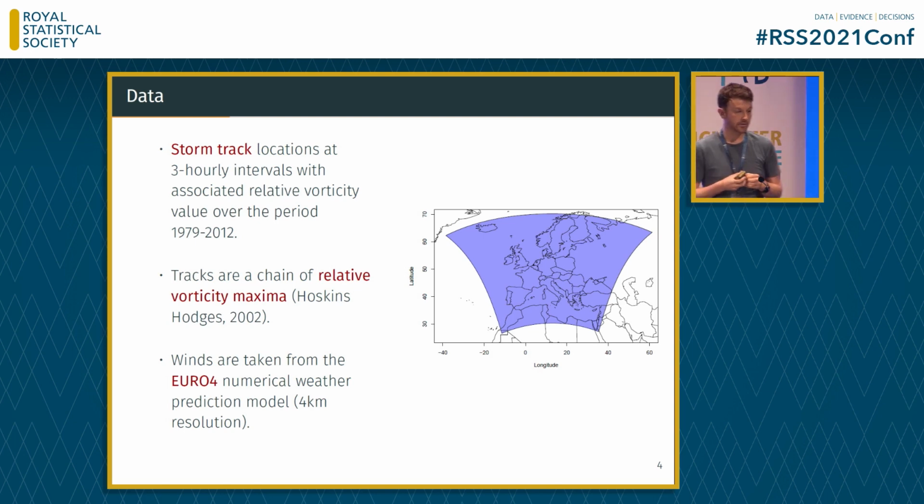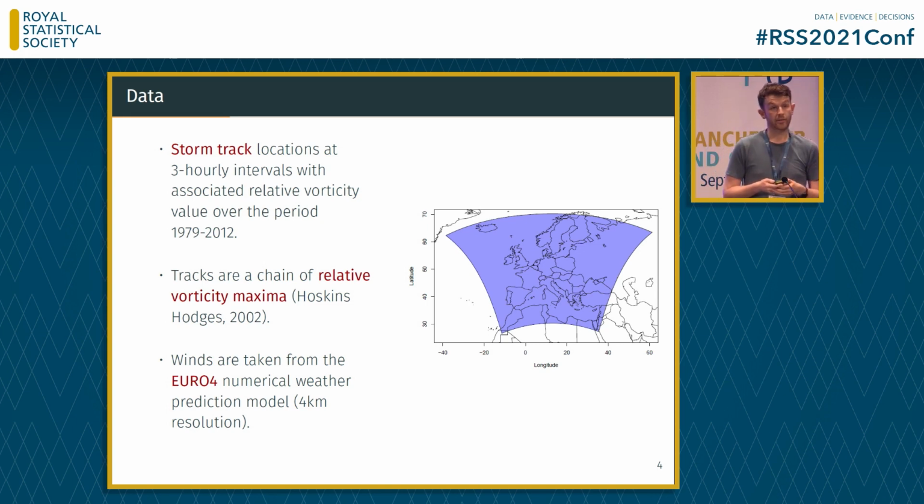So we're going to do an analysis, not on any sort of future climate projection, but we're going to restrict this to reanalysis data. We have storm track locations at 3-hourly intervals, and we have an associated intensity measure, which is in this case the relative vorticity. And we use the outputs of the track detection algorithm that was developed by Hoskins and Hodges at the University of Reading. And again, it's a chain of relative vorticity maxima over some spatial field.